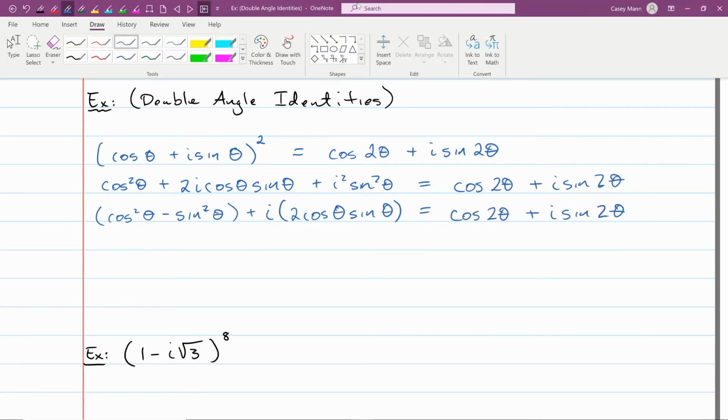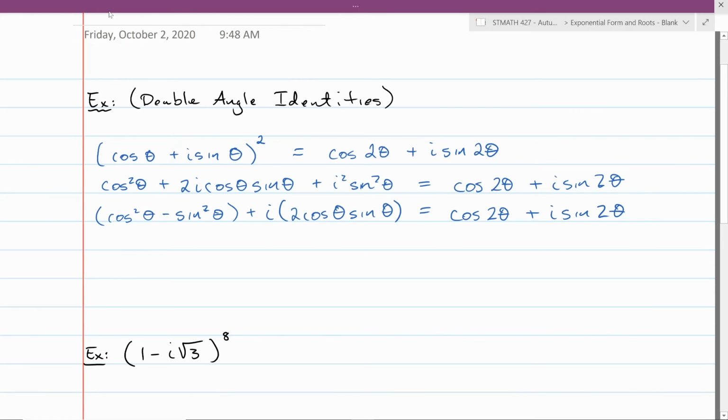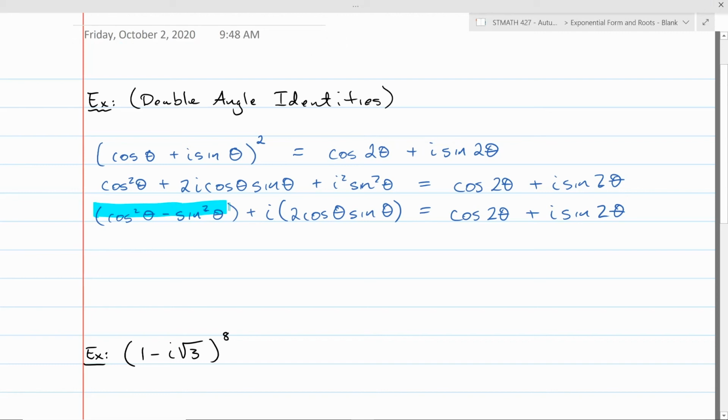We learned early on that two complex numbers are equal exactly when the real parts are equal and the imaginary parts are equal. So that tells me that this real part over here has to equal this real part over here. So cosine squared of theta minus sine squared of theta equals cosine of 2 theta.